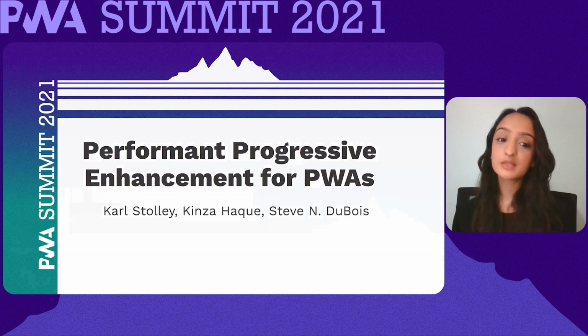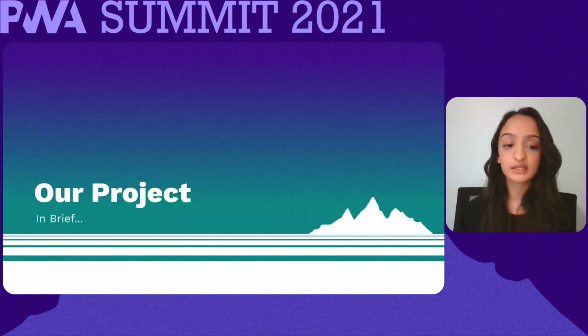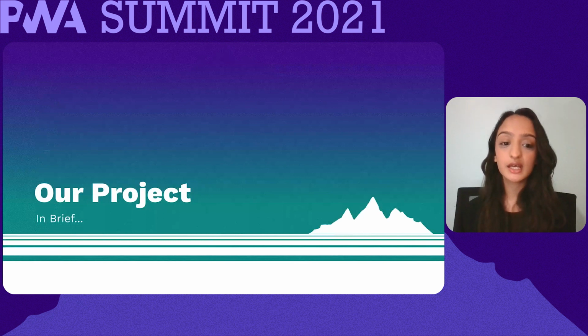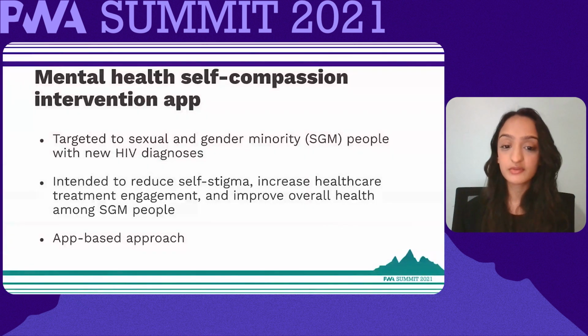To start off, I would like to provide some background on a research project that we are working on in collaboration with Howard Brown Health. We are creating a mental health self-compassion intervention app for sexual and gender minority, or SGM, individuals with new HIV diagnoses. We understand that being connected to healthcare professionals and coping with HIV is difficult and traumatic, which usually leads to a lot of these cases going untreated. Thus, our goal is to reduce self-stigma and also provide treatment and resources to the SGM community.